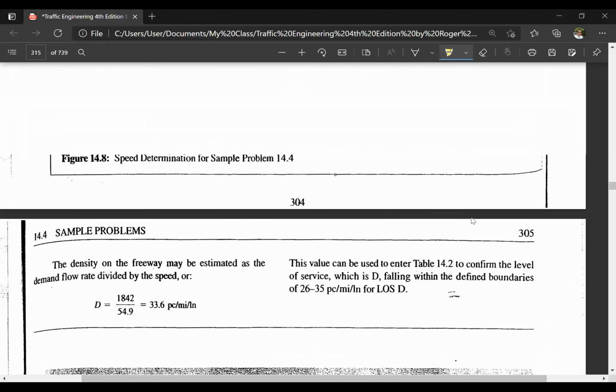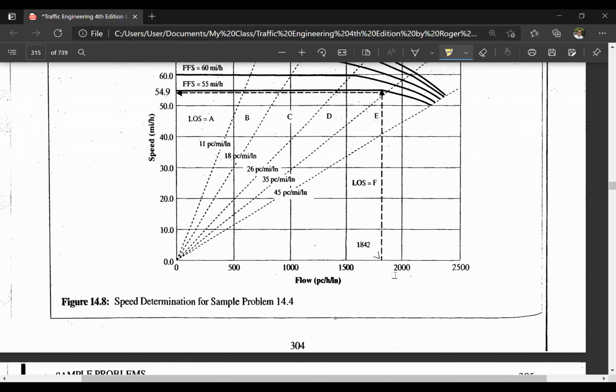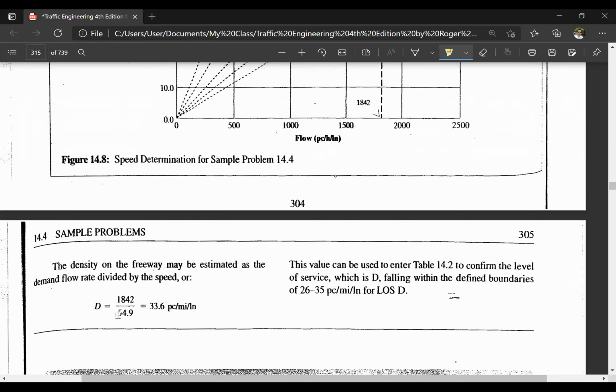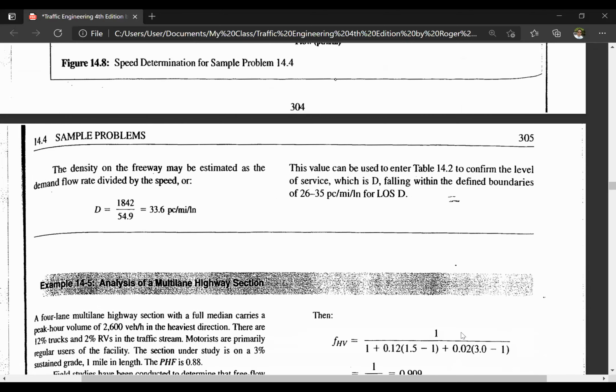Instead of using this graphic, you can directly identify by this number, and see which column of table 14.2 it falls into. Then you can identify right away whether it's level of service D or E.